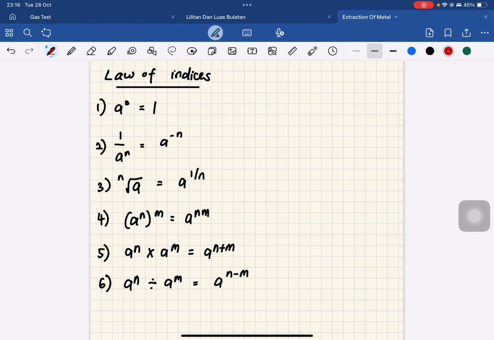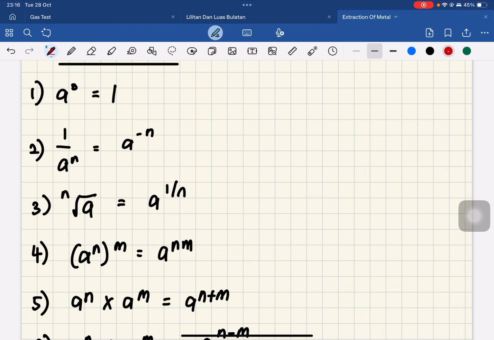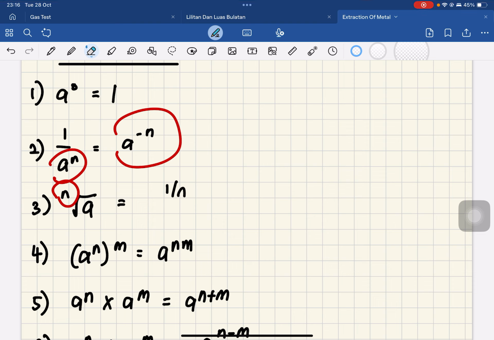Okay, so these are the laws of indices. There are 1 to 6. Just remember and memorize them. So simple. If a power of 0 is equal to 1, 1 over a^n is equal to a power of negative n. And if we have the nth root of a, then it is equivalent to a power of 1 over n. Okay.